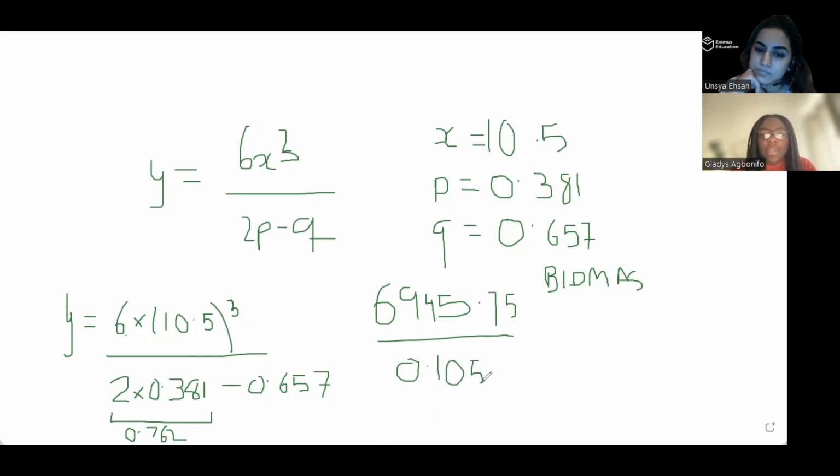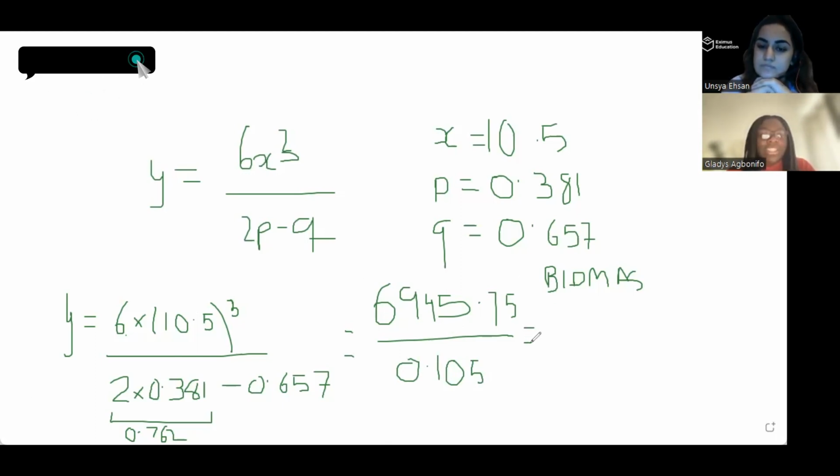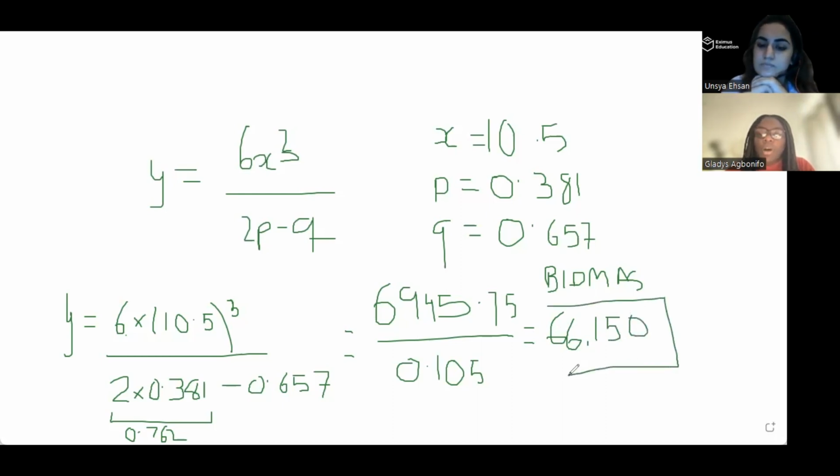And what we would do from here is just carry on the division. So we know that y is equal to this, but it's also equal to what we've just calculated, which is 6945.75 divided by 0.105. So we're going to do that briefly on the calculator. 6945.75 divided by 0.105. And that is 66,150. There we go. And this would be our answer for part A of the question.